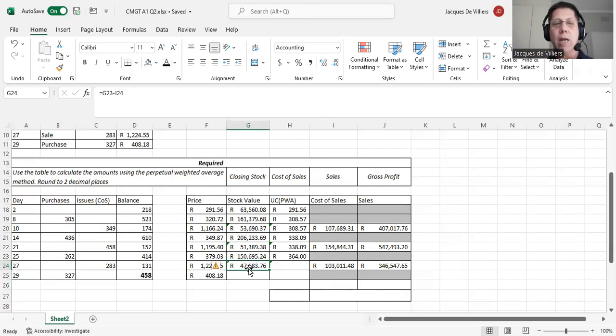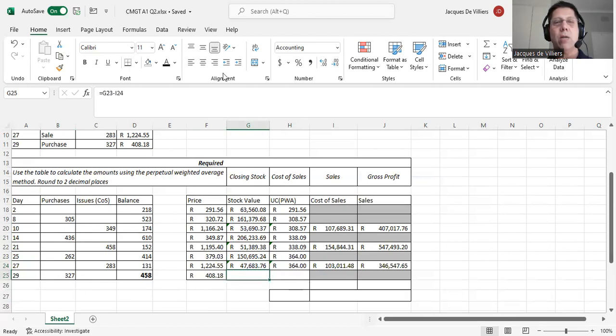And now we say, okay, let's see how many we have left. Not yet, sorry, but we know when we make a sale, our unit cost valuation does not change. So we simply put that in. Then the last transaction that we have is the 327 units that we are purchasing at a cost price of 408 Rand, sorry. So we multiply 327 with 408. We get the answer, and we add that answer to the 47,000.